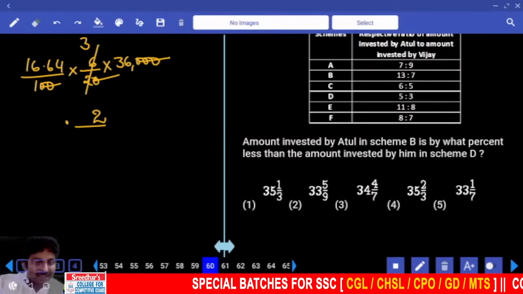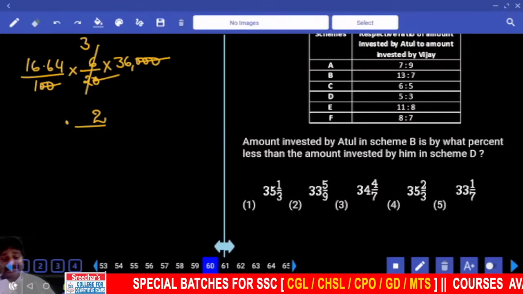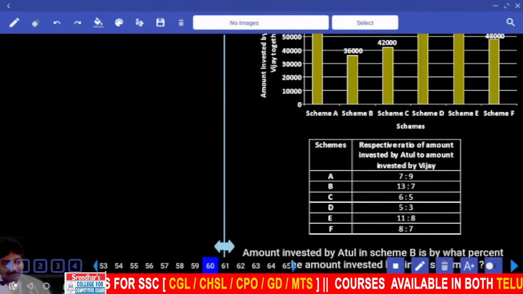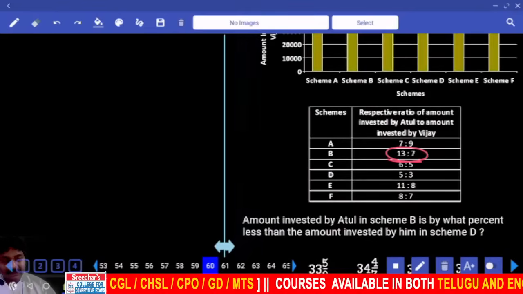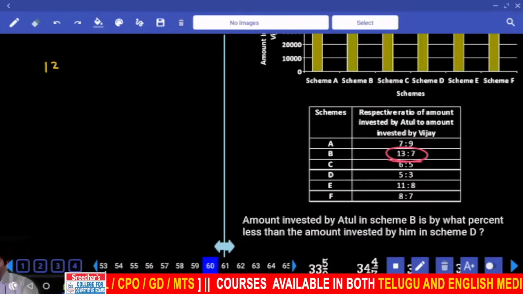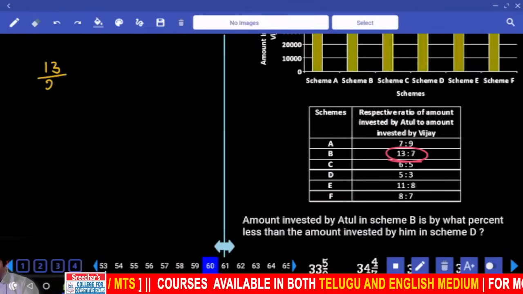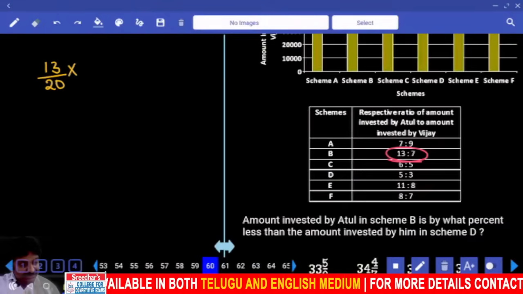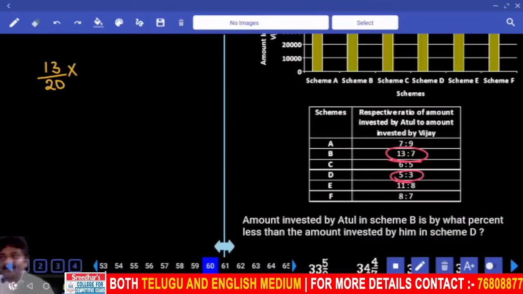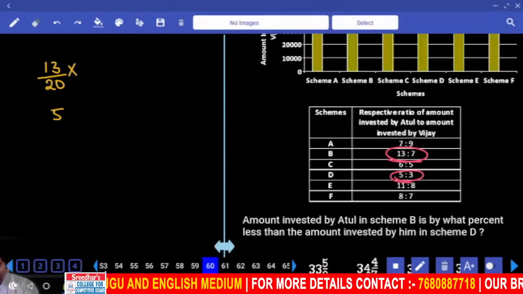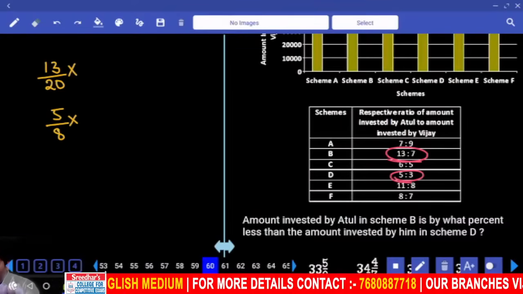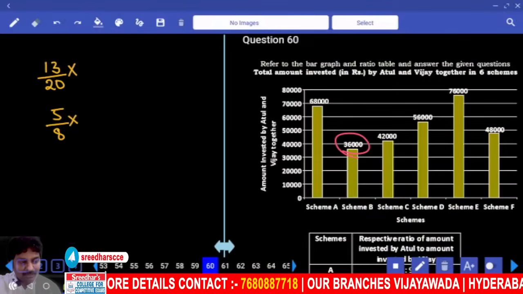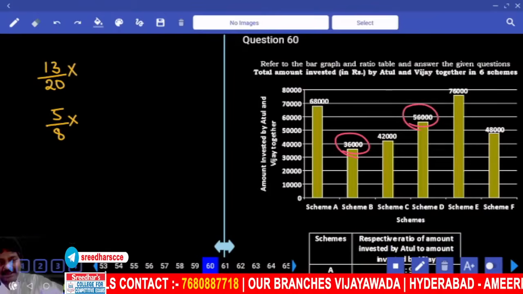Amount invested by Atul in scheme B is by what percentage less than amount invested by him in scheme D? B. Total how many parts? And he is getting 13 parts, correct? He is going to get this much. Scheme D, total how many parts? And now he is getting 5, 8, correct? B and D. B value and then D value, correct?